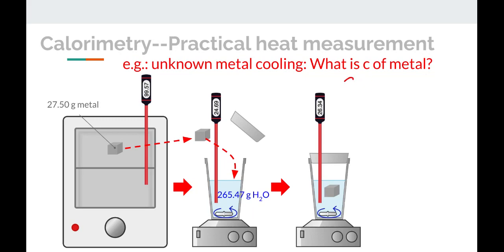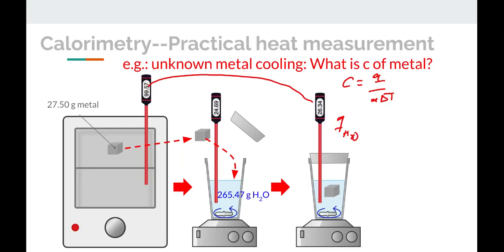So the specific heat capacity is going to be equal to Q divided by mass times temperature change. We can know how much the temperature of the metal changed because we knew that it was originally at 99.57, and in the end it got to 26.34. We know the mass is 27.50 grams. What we don't know is how much energy flowed out of the metal. But we do know that the amount of energy that flowed into the water, which is the surroundings, is going to be the same quantity of energy that flowed out of the metal. So we will figure that out.